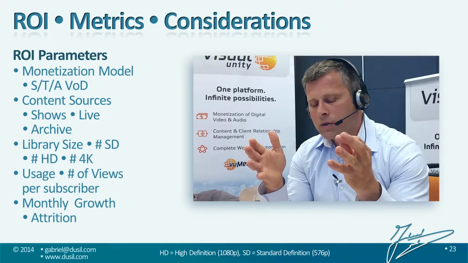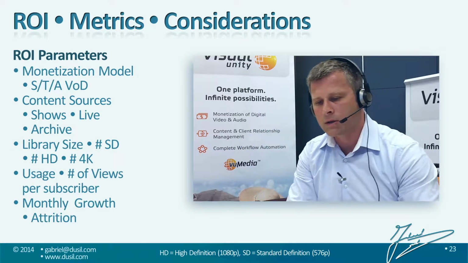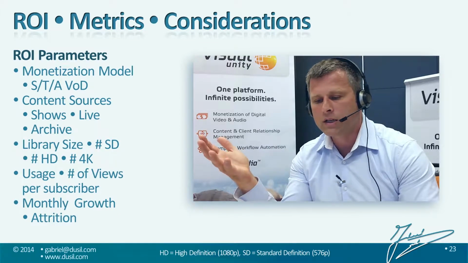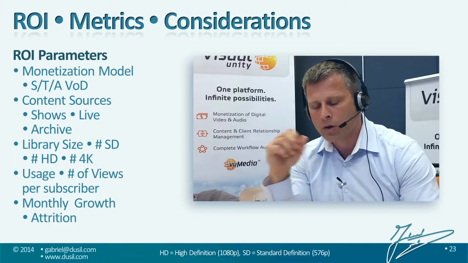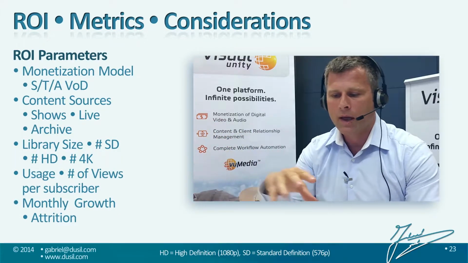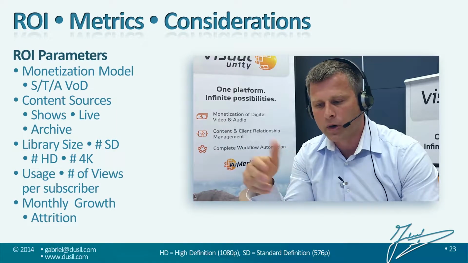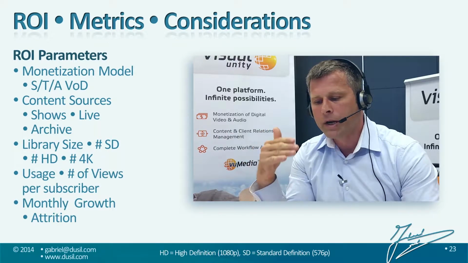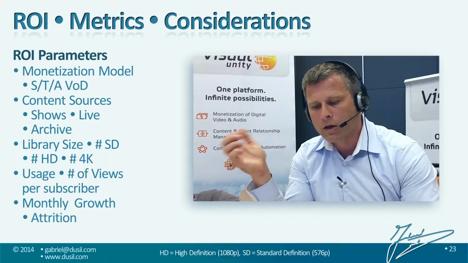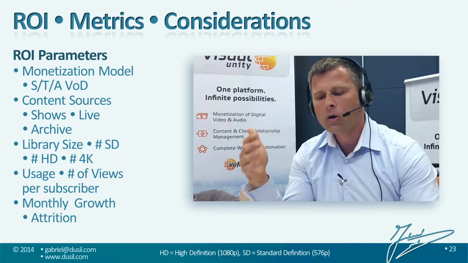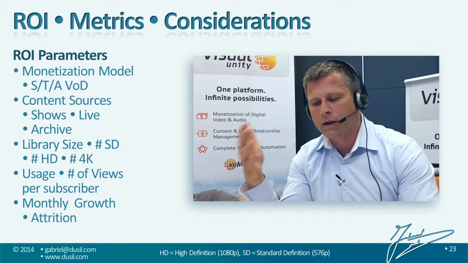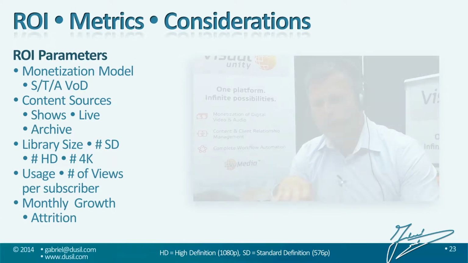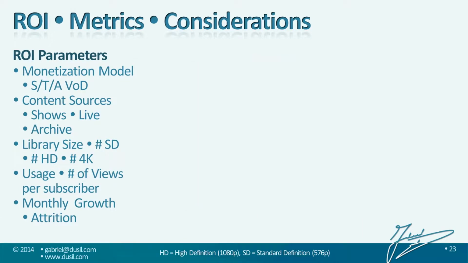There's also the sources of content, whether there's actual sources that exist within the organization or they need to be purchased outside, let's say premium content that wants to be purchased from Hollywood and they want to add that content to their library, then that plays a role in terms of content sources. The size of the library, whether it's HD, SD, or even 4K content in the future, how those users are using and the number of views per subscriber plays a role in terms of how we build out the ROI model, and then how we expect subscribers to grow on a monthly basis.